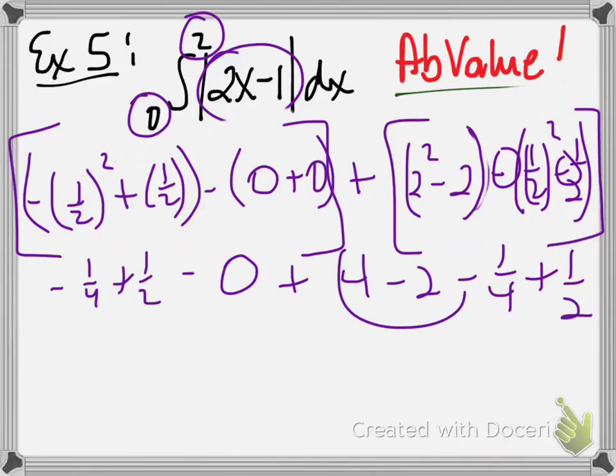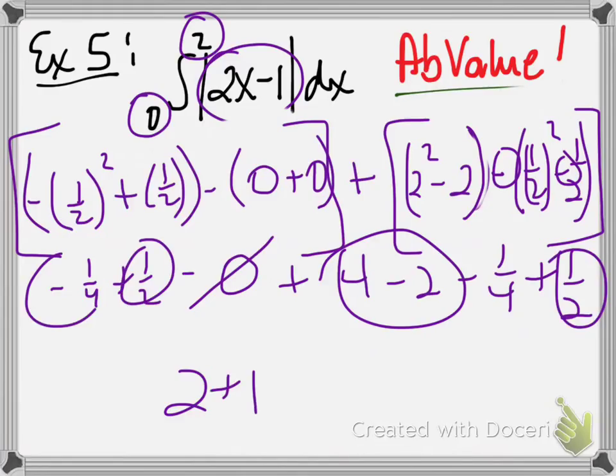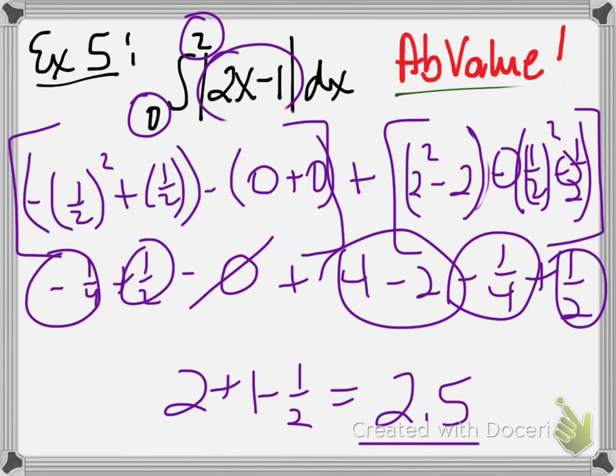Combine your like terms, so 4 minus 2 is 2. We don't need the 0. 1/2 plus 1/2 is 1. Negative 1/4 and negative 1/4 is minus 1/2. So I have 3 minus 1/2, which is 2.5. So the area of that absolute value that I had shaded in for you is 2.5. You can think of it in terms of units squared or however you want to, but really we just need to know it's 2.5.